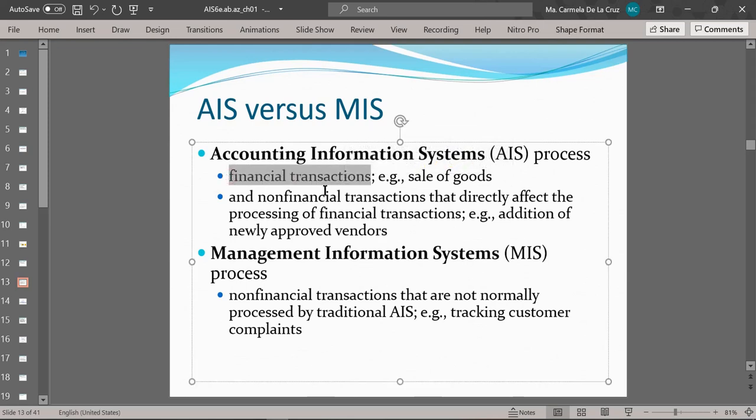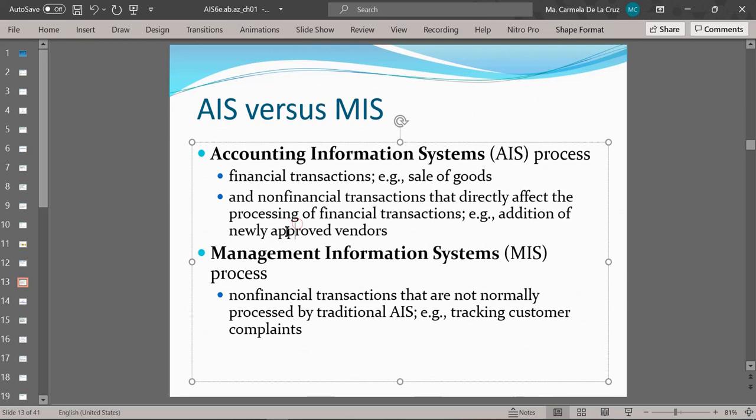When we say financial transactions, ulitin ko lang, these are transactions that affect the elements of financial statements. Therefore, these are transactions that are being recorded in the journal. These are the transactions na pinagkukunan natin. Ito yung mga data na pinaprocess para maging financial statements. Also, AIS processes non-financial transactions. So, ibig sabihin, hindi lang financial transactions. Also, non-financial transactions that directly affect the processing of financial transactions.